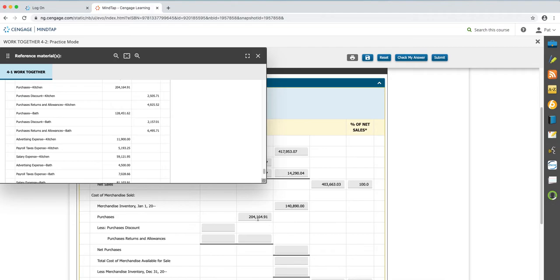204,164.91. So that is all the purchases we made. Now we have the contra accounts: purchases discount and purchases returns allowance. Make sure you use the kitchen ones.